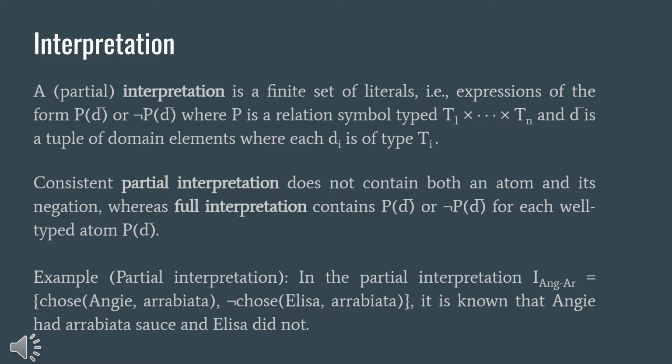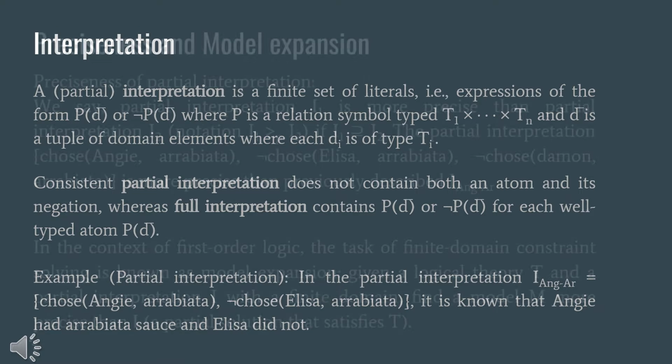Interpretation. An interpretation or a partial interpretation is a finite set of literals such that P of d bar or negation of P of d bar, where P is a relation symbol and d bar is a tuple of type symbols. For example, consider the partial interpretation I NG, the set containing the relation choose NG arrabbiata and negation of choose Alicia arrabbiata. From this we interpret NG had arrabbiata sauce, Alicia did not.